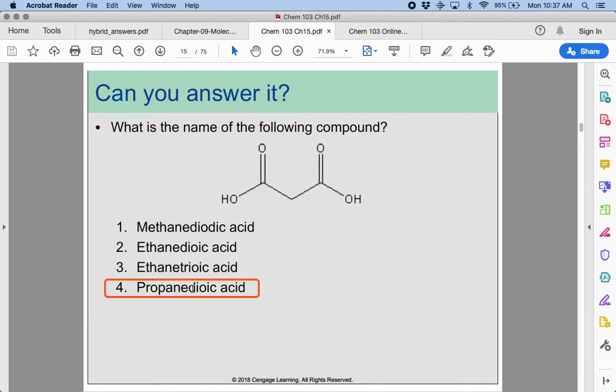This is propandioic acid. So we look at how many carbons we have. Remember, in our line angle structure when we do this, there's a carbon here, here, and here. So 1, 2, 3 carbons. So we're going to have some sort of propane going on, but there's 2 acids on here. So this is going to have the dioic acid.